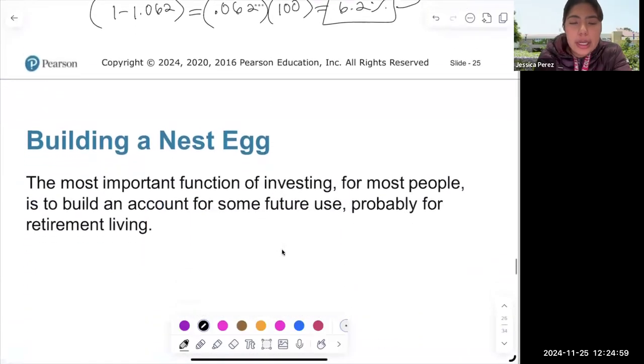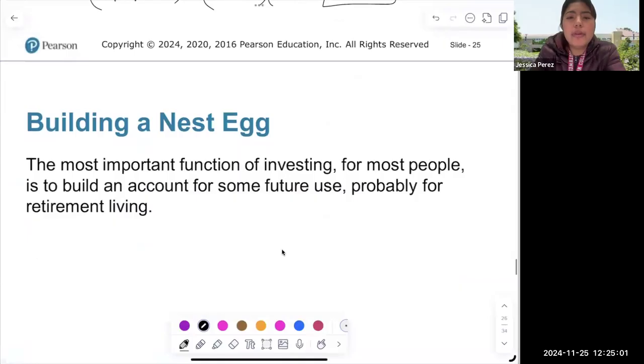How do we build a nest egg? The most important function of investing for most people is to build an account for some future use, probably for retirement living. For example, if right now I'm 30 years old and I wish to retire and get some money, I want to start investing in something. Maybe investing in stocks, maybe mutual funds and bonds, something that will give me money for the future. I want to create an account that's going to be prosperous until when I retire.